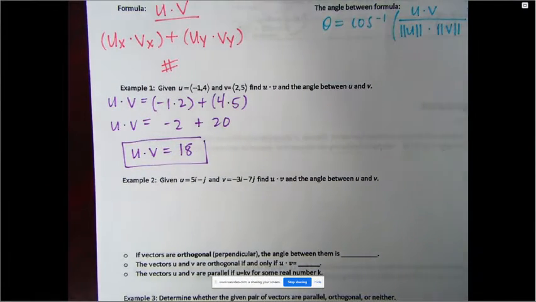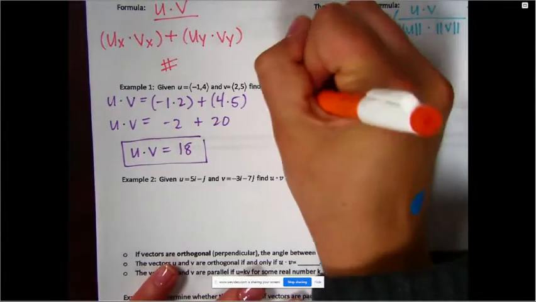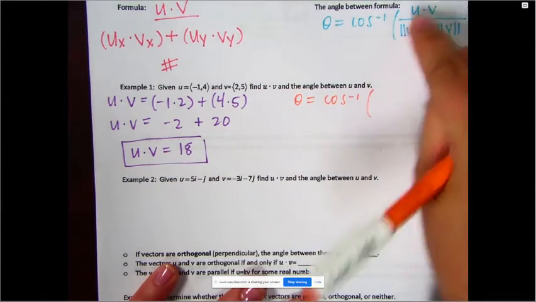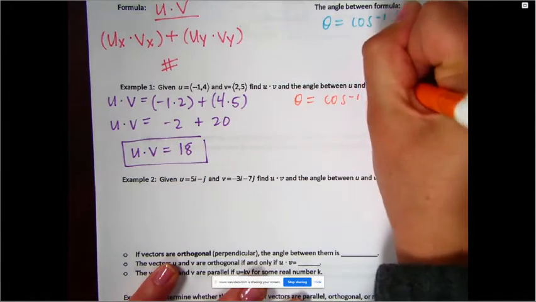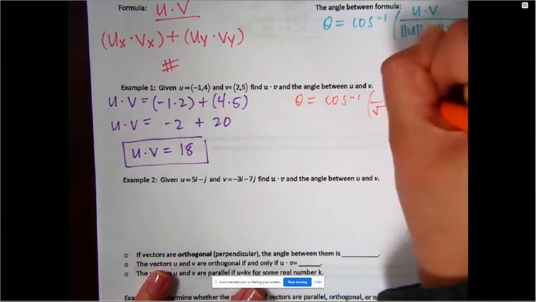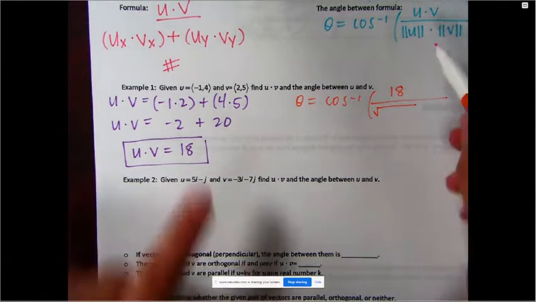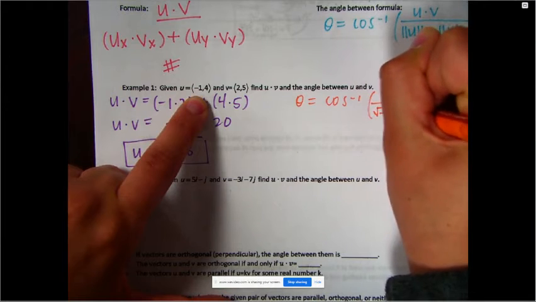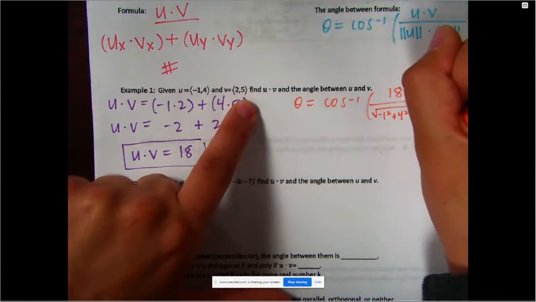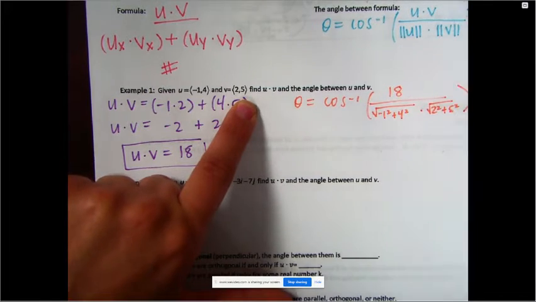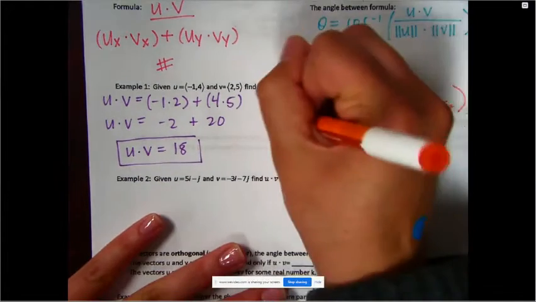Cool. All right, now let's find the angle between. For the angle between, we're going to take theta equals cosine inverse. I already found the dot product. I know it's 18, so I'll just say 18 in the numerator. And now we need to look at their magnitudes. Remember, magnitude is like Pythagorean theorem, where you take the square root of x squared plus y squared. So first, let's look at u. So I'll do -1 squared plus 4 squared times, do the same thing for v, its magnitude, 2 squared plus 5 squared. Okay, let's simplify that a little bit.